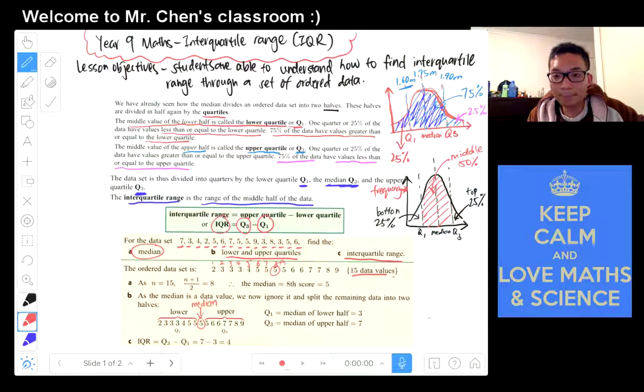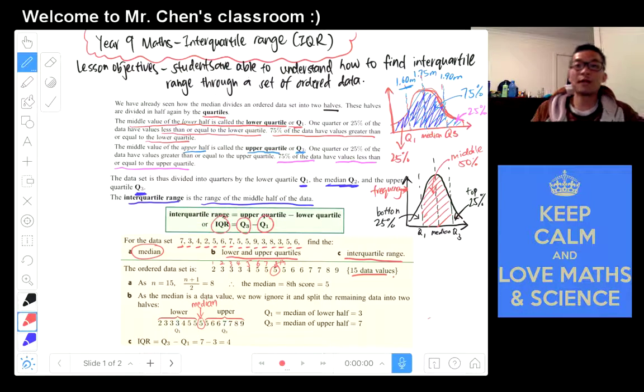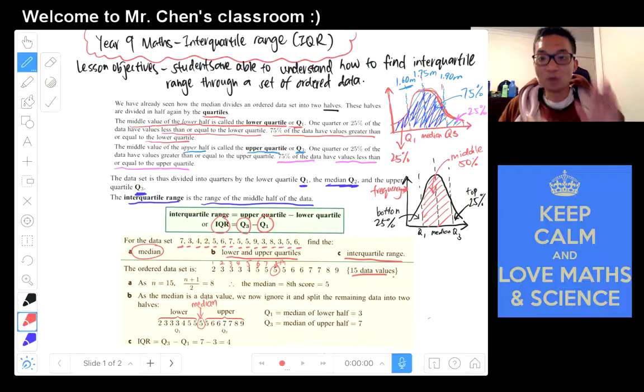To find the lower quartile, you have to locate the median first. The moment you locate the median, you just take out that median number. Okay, look at this bracket there. Both of those did not include 5, the median 5. So the 5 is not counted. What is next is you need to find the median of each half.